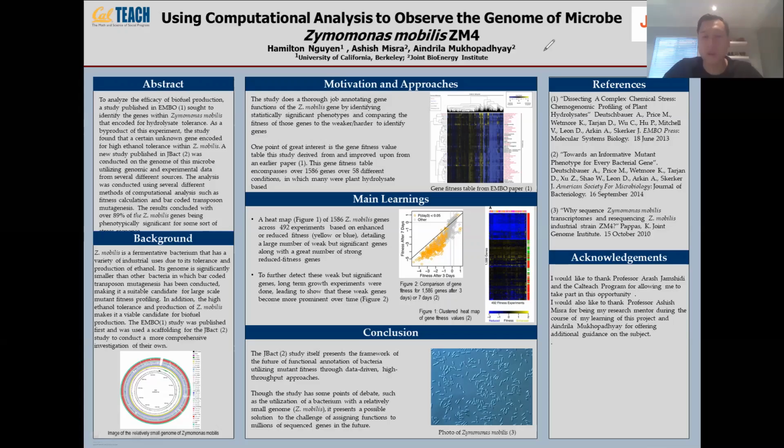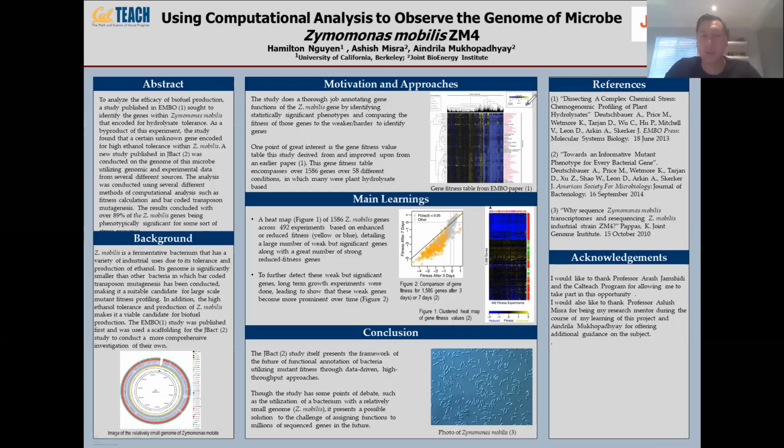And so looking closer at the table itself, you see a lot of blues and yellows and a bit of black. Those blue parts basically mean that the gene that they found has reduced fitness under that stressor. So what is fitness? What does it mean to have reduced fitness or positive fitness? Fitness itself, as characterized by both the EMBO and the JBAC paper, is basically just the log2 change in the abundance of strains with insertions in the gene.